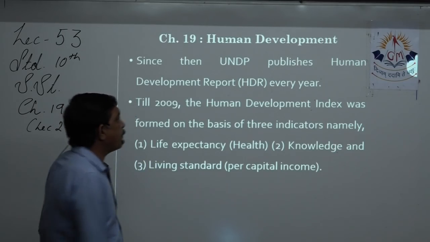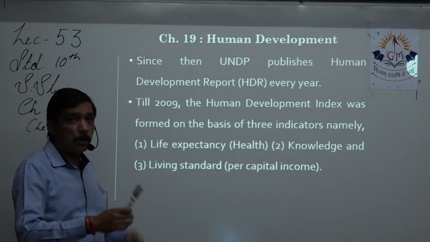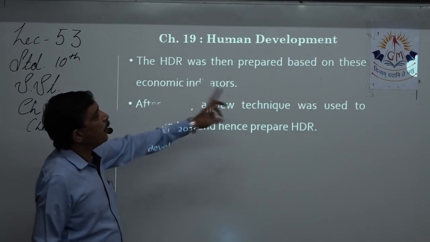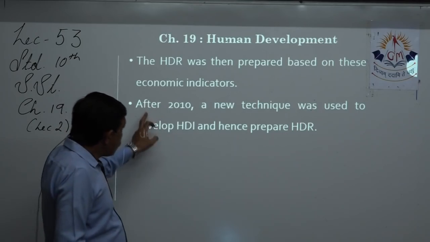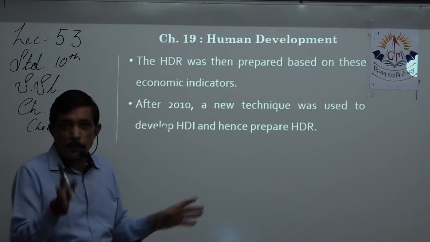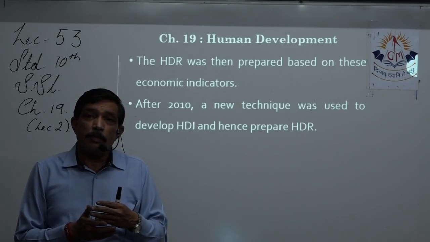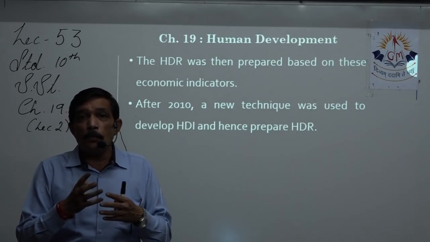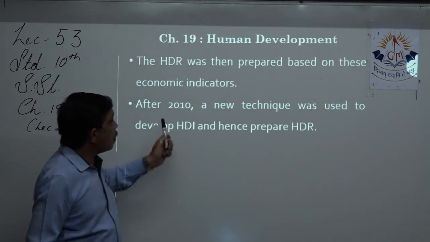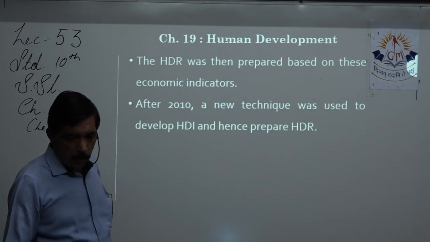So in this way all these different indicators were used from 1990 to 2009. Then we had some change. So let's look at what these changes are. The HDR was then prepared based on these economic indicators. After 2009, a new technique was used. We did not modify that much, but we modified according to the present requirement. We need to, because we keep on evolving, right? So we come to understand that this is not right, and if we make some changes, you will get better results. So in 2010, a new technique was used to develop HDI and then prepare HDR.